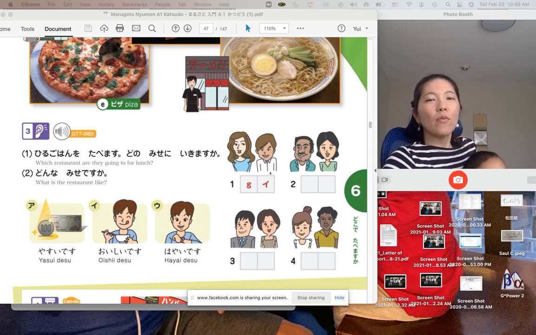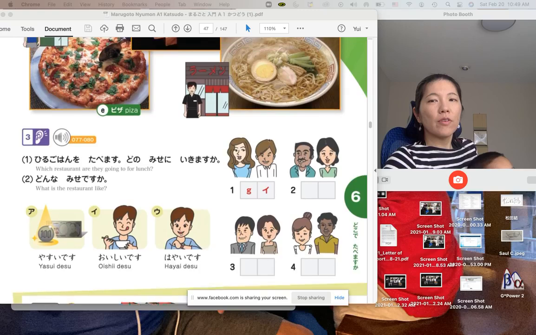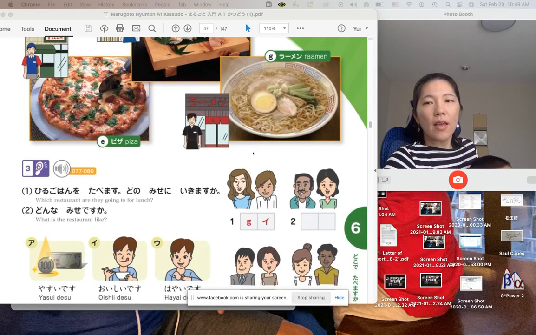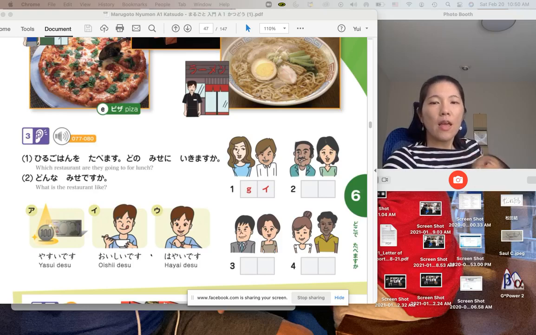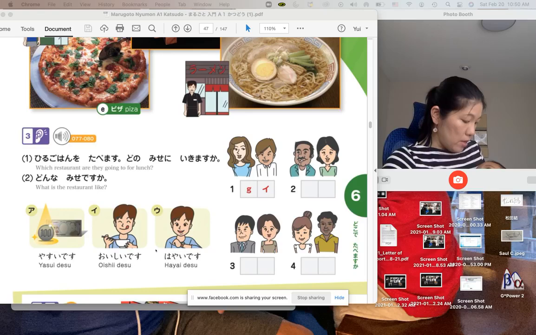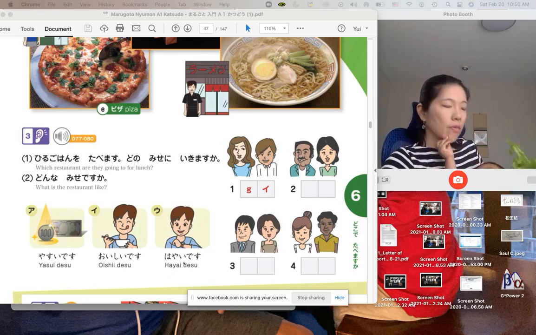So number 1, we have the answer already filled in, which is ramen, and E. Okay, so E, there are 3 characteristics. E is おいしいです. It's the katakana E. おいしいです. Delicious. And then this one is 安いです. Cheap. And then う is 早いです. Quick. Alright, let's listen to number 1.